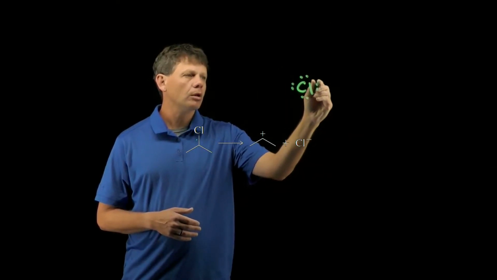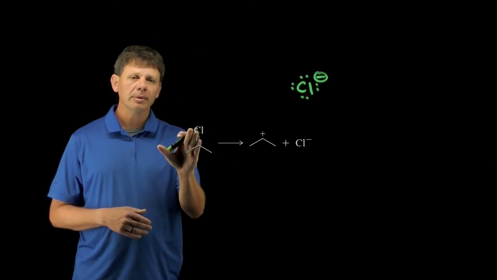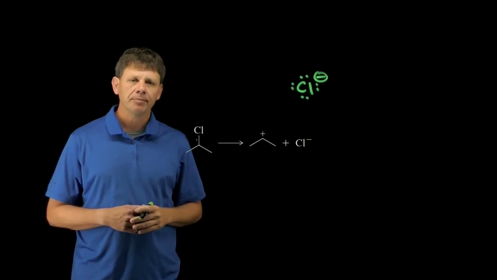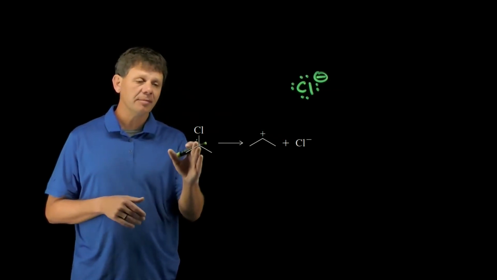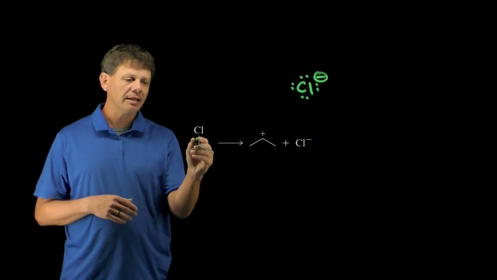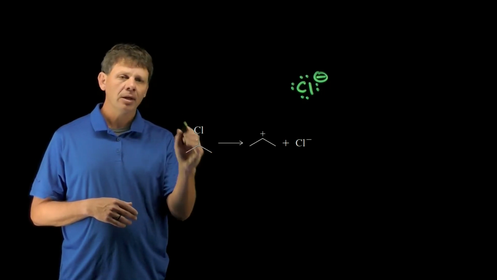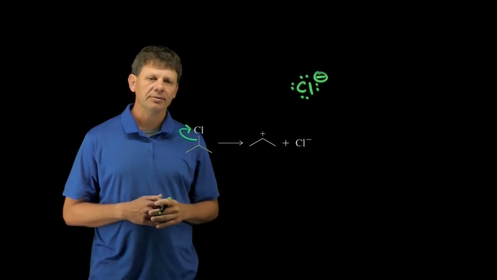Remember that Cl- now has 4 lone pairs of electrons, where chlorine in the starting material only has 3. The fact that chlorine picks up a new lone pair of electrons while at the same time this carbon-chlorine bond breaks tells us that this mechanism can be represented this way, with the chlorine simply taking its pair of electrons and leaving to form Cl-.